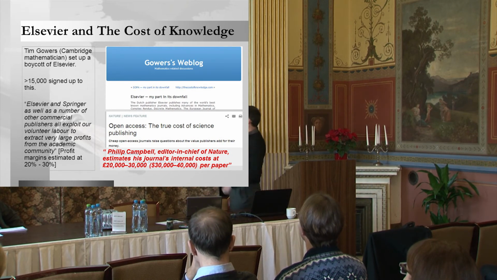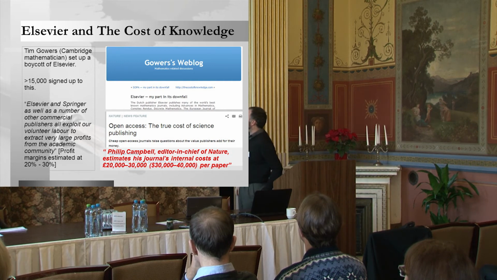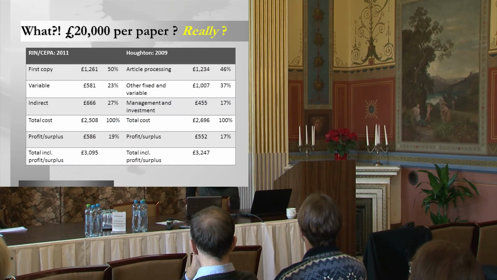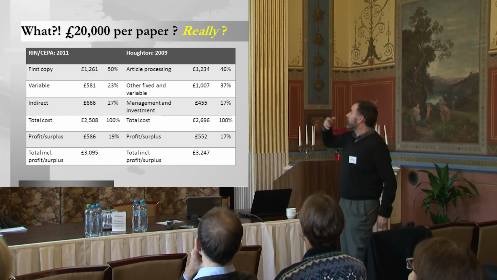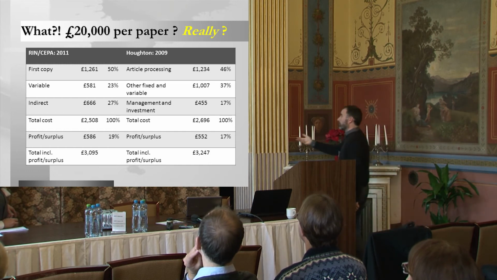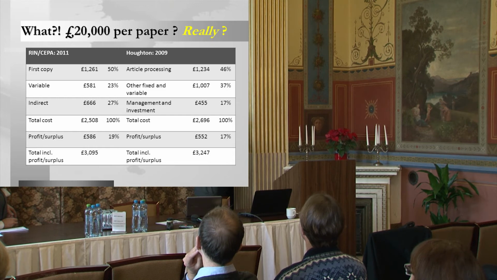Right. This is gobsmacking. Phil Campbell, who actually used to be the editor of Physics World and somebody I have a huge amount of time for, editor-in-chief of Nature, estimates his journal internal costs at 20K to 30K per paper. How? Just how can it be 20K or 30K per paper? And even when you look at some of the estimates that are out there by publishers and those who are familiar with the publishing industry, the best, even exaggerating some of the costs, is about 3K.